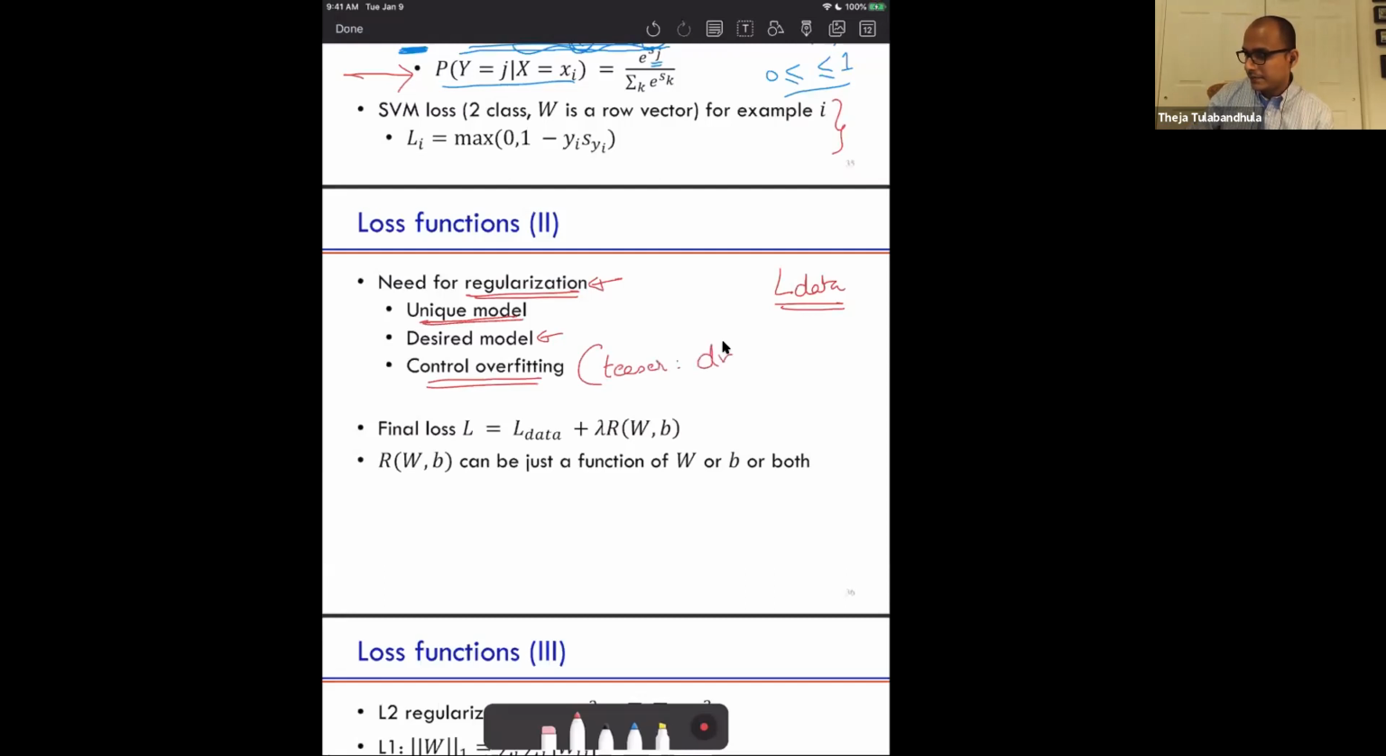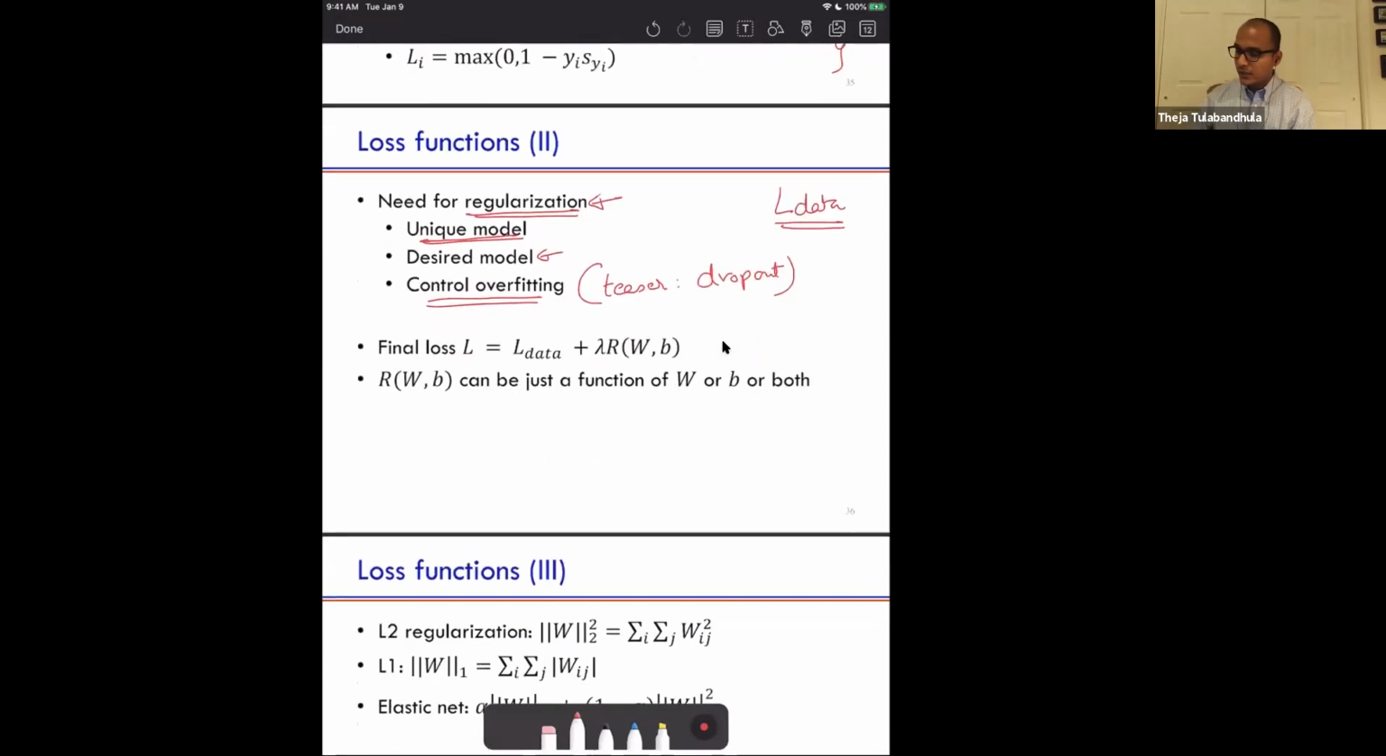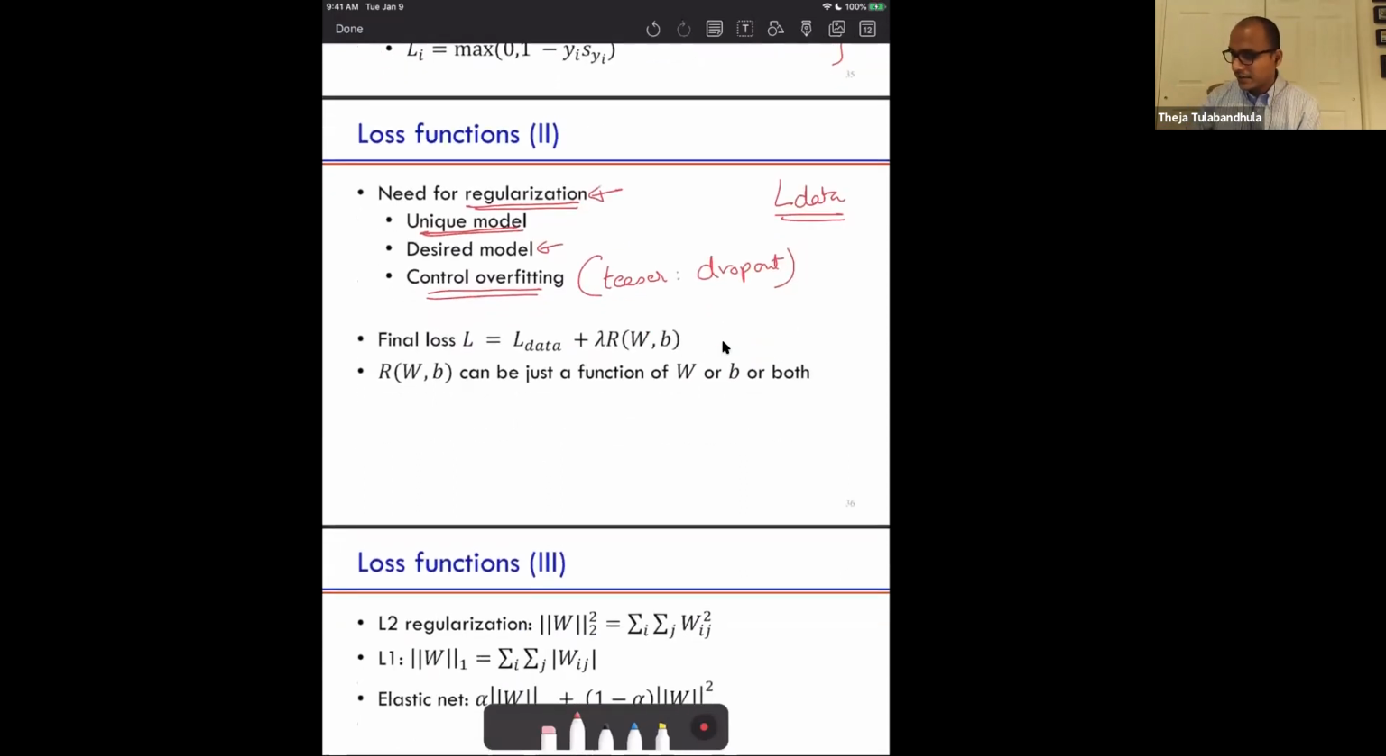Something called dropout is a way to regularize. But let's go back to the typical type of regularization that you've seen before.